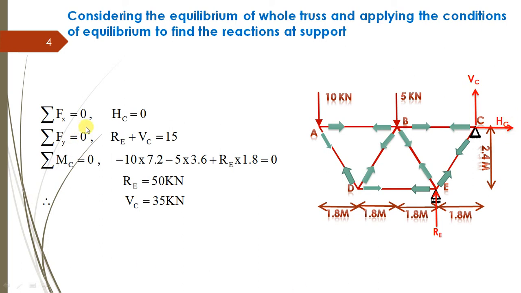Then apply the condition of equilibrium for the whole truss. What is the condition of equilibrium for a non-concurrent force system? Summation of Fx is equal to 0. So is there any force in the x direction?